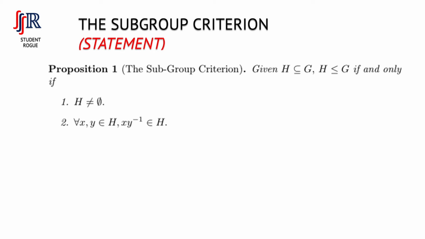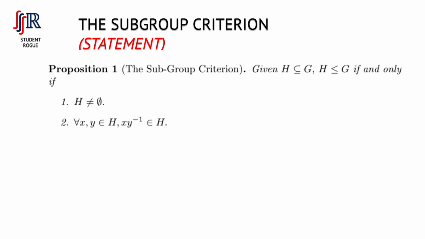The statement of the subgroup criterion is as follows. Given a subset H of G, to verify that H is a subgroup of G, it only suffices to show that, first, H is non-empty, and second, given two elements X and Y of that subset H, X times Y inverse is also in H. So let's move on to the proof.